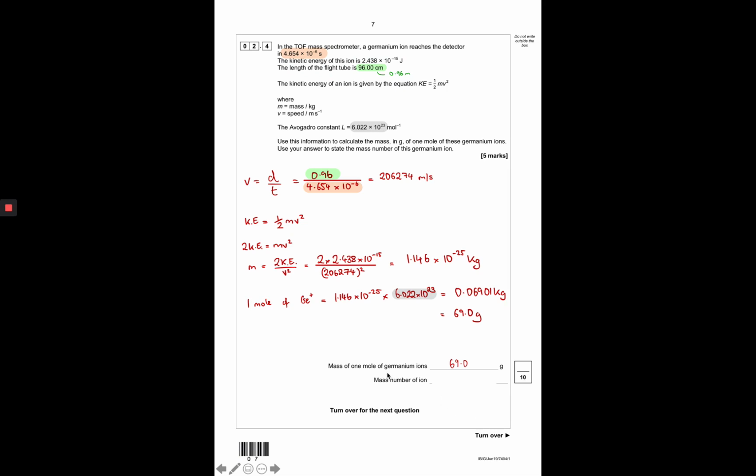Then it asks us for the mass number of the ion. Now, we're talking here about a particular isotope. We are not talking about the relative atomic mass. We're talking about the mass number of a particular isotope. So in those instances, your number has to be a whole number, an integer. This is where we remove any decimal places. It must be a whole number, and the mass number of our ion is 69.